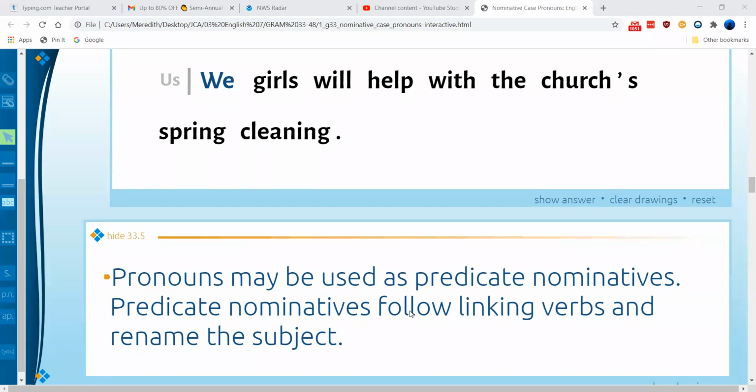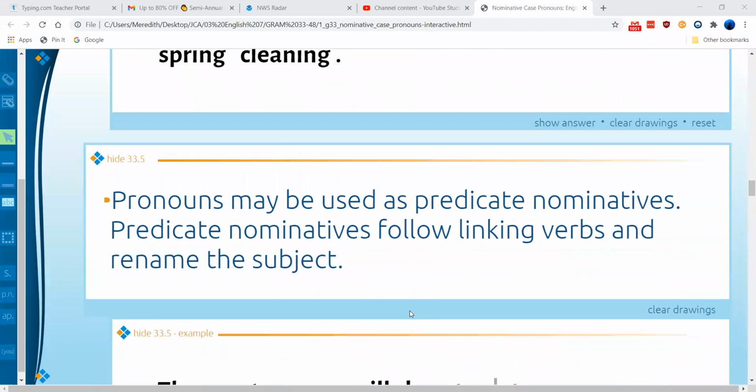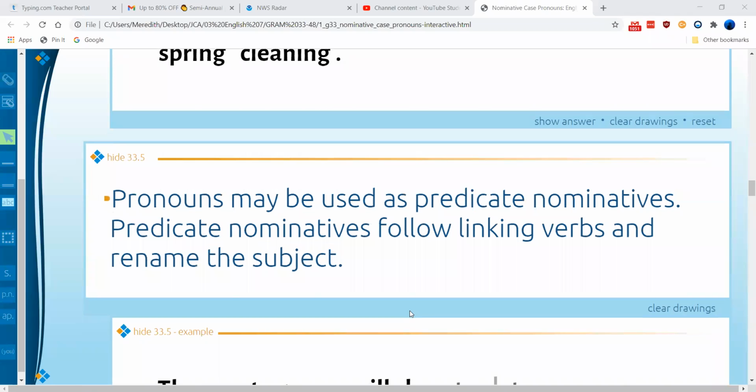Okay, so let's move on to the actual lesson and go over to page 125. So the other area where we use nominative case for our pronouns is when we have a predicate nominative. And again, this makes sense because your predicate nominative is renaming your subject. So it's so closely connected that both of them have to be in the same case, the way that we speak.